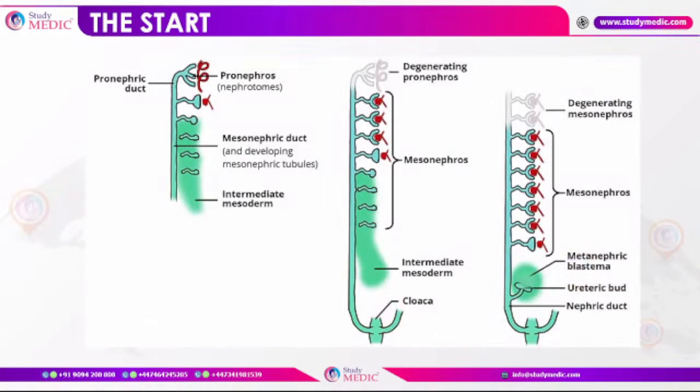So let's start with the discussion of the development of the urogenital system. To start with, we need to understand there are three different structures that are formed initially. They are the pronephros, the mesonephros, and the metanephros. Each of them has ducts and tubules, and each of them has a particular relevance. So these are the terminologies to start off knowing about it.